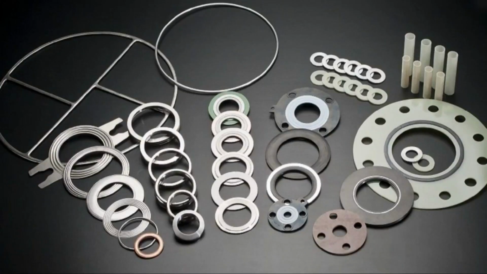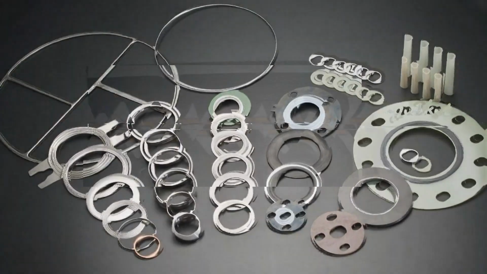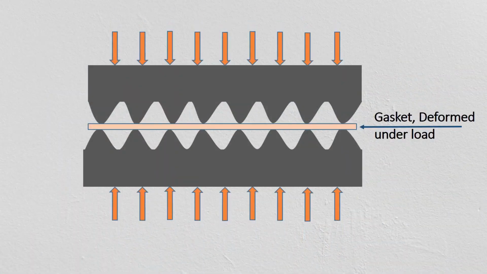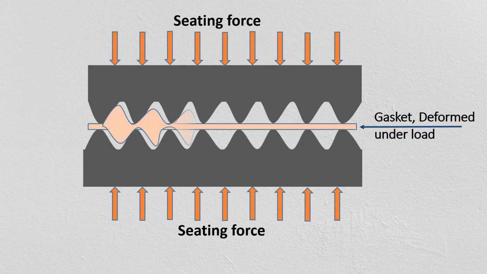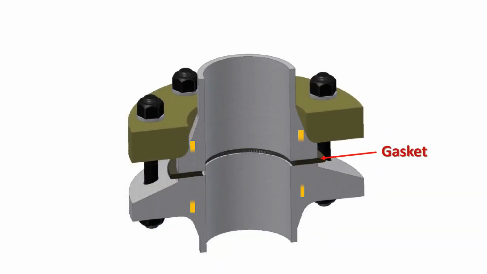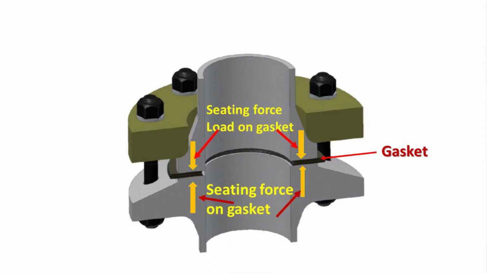The function of a gasket is to interpose a semi-plastic material between the flanges, which deforms under load and seals these microscopic surface irregularities to prevent leakage of fluids. The amount of force that must be applied to the gasket to make it flow and seal the surface irregularities is known as the yield or seating force. The seating force is applied by tightening the flange bolts prior to system pressurization.